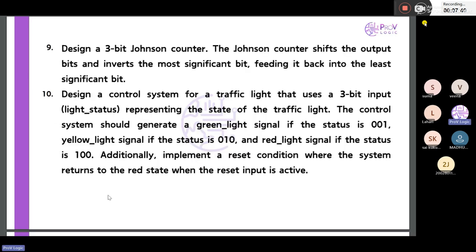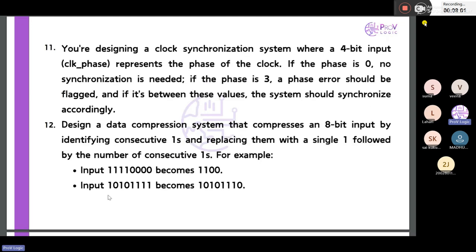Next, Johnson counter. We'll discuss the Johnson counter in the next session. Today we will discuss sequential logic circuits. In digital electronics, we already saw flip-flops. What is meant by a flip-flop? What is meant by a latch? What is the difference between a flip-flop and a latch? We already discussed these. These things are mostly related to sequential logic circuits. I have given both combined at a time.